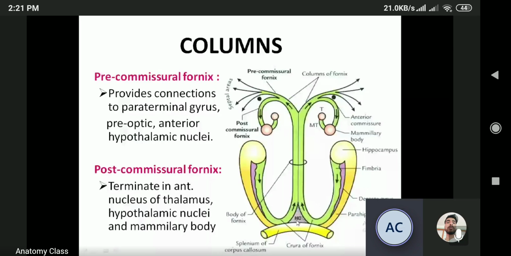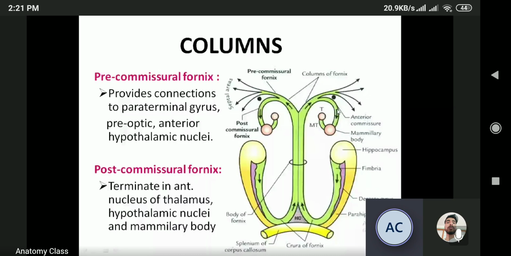The rest of the part is the ventral fornix, while the column of the fornix is further divided into pre-commissural fibers and post-commissural fibers by the anterior commissural fiber. The column present in front of the anterior commissure is the pre-commissural fibers, and the column behind the anterior commissure is the post-commissural fibers.